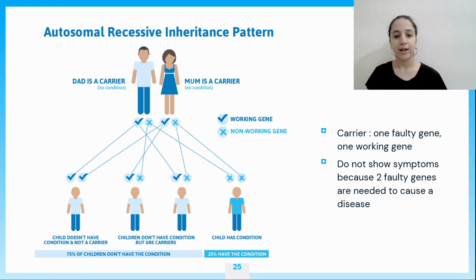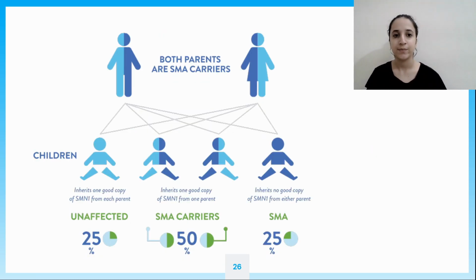And the reason why in 75% of the cases the condition is not seen is because the condition would not appear in an individual if the individual does not have two faulty genes. And this is why it is called autosomal recessive, because it requires two faulty genes for the condition to develop in the body.